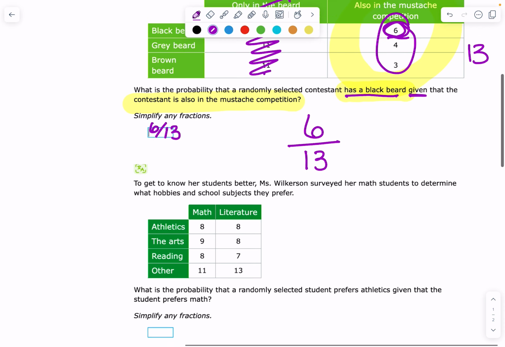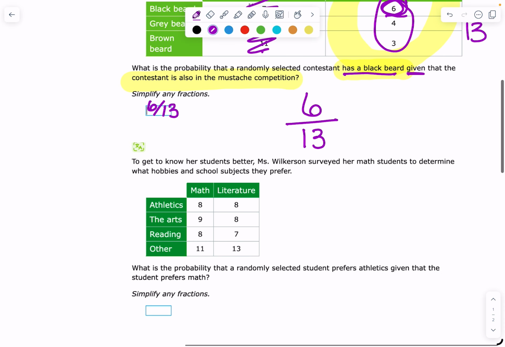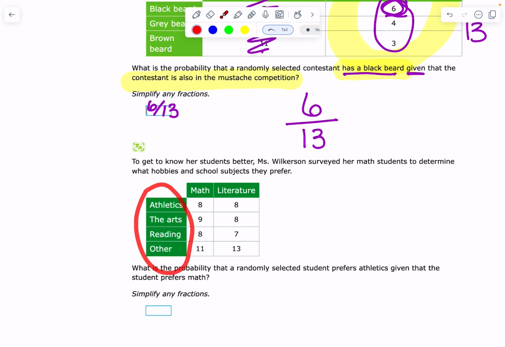Let's look at a second example as well. To get to know her students better, Ms. Wilkerson surveyed her math students to determine what hobbies and school subjects they prefer. So I see here that we've got the hobbies on the left: we've got athletics, we've got the arts, we've got reading, and we've got other hobbies. And then on the top, we have math and literature. So this is asking us then, what is the probability that a randomly selected student prefers athletics given that the student prefers math? So this is our condition.